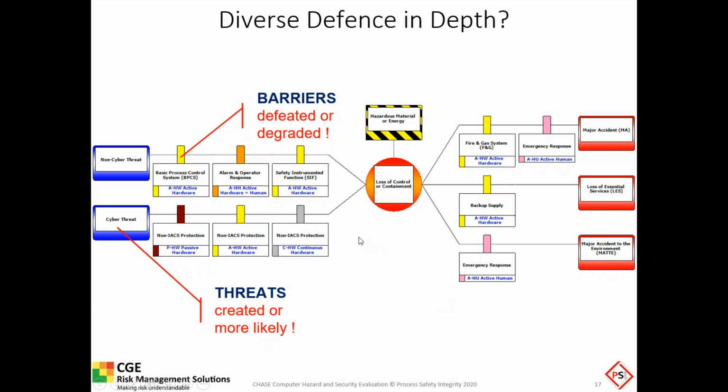We have measures in place to prevent or mitigate them, but these measures may be vulnerable to either deliberate or accidental attack. So barriers that are related or connected to industrial automation control systems can be defeated or degraded. Or we could have threats that are created as a result of the attack, or existing threats become more likely because of that breach, because of that loss of data or integrity control.